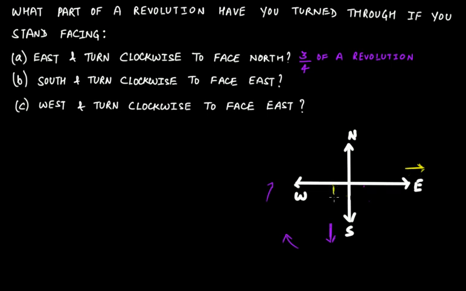We took the first right angle, that is south to west, then the second right angle turn, that is from west to north, and then the third right angle turn, that is from north to east. We are now facing in this direction. It means that we have rotated through 1, 2 and 3 right angles. It means again 3/4 of a revolution.